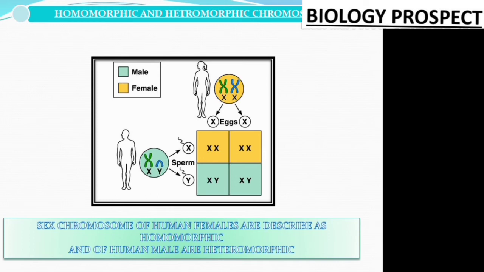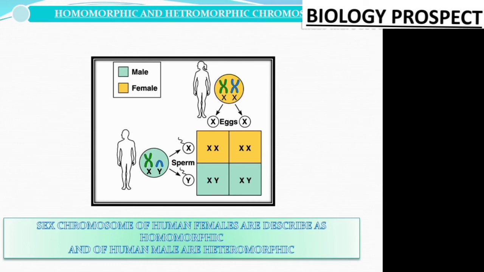That is the reason I told you the two terms, homomorphic and heteromorphic, in the previous slides. Whenever the chromosome shapes are equal, the chromosomes are homomorphic. Whenever the shape or size of the chromosomes differs, they are known as heteromorphic. So the human male, XY, has heteromorphic chromosomes, and in the female both chromosomes are equal in shape and size, so they are homomorphic chromosomes.